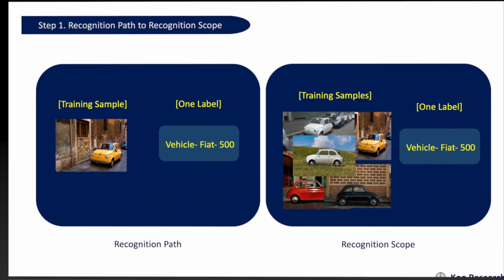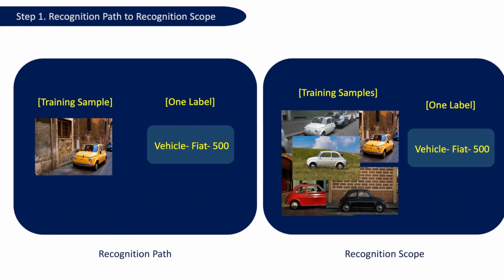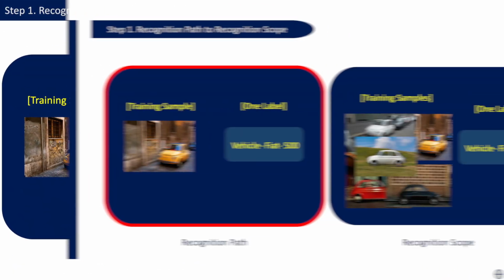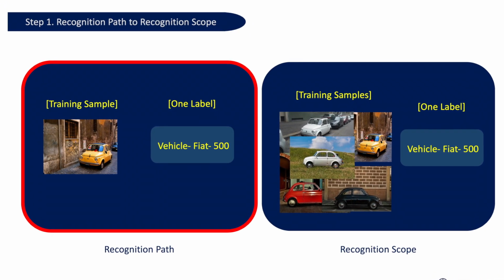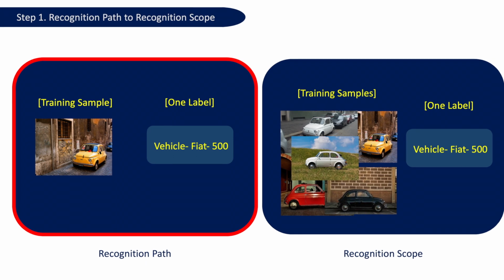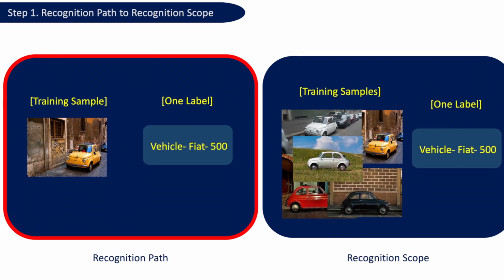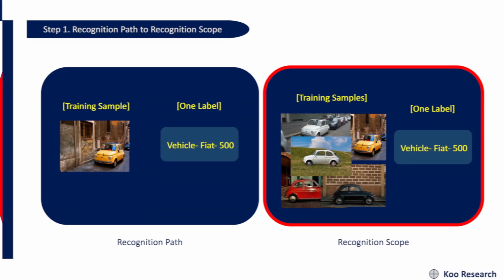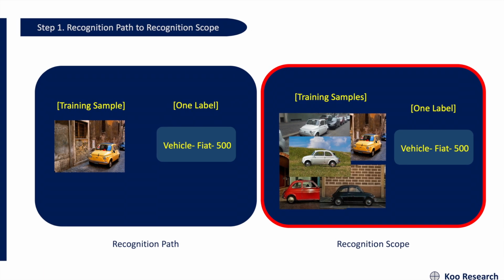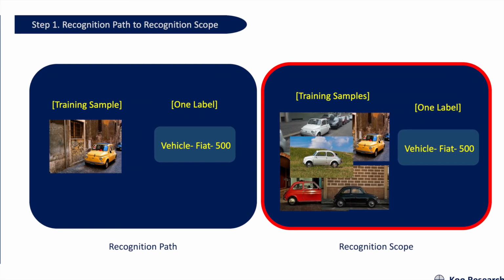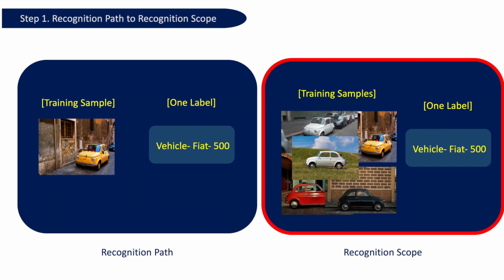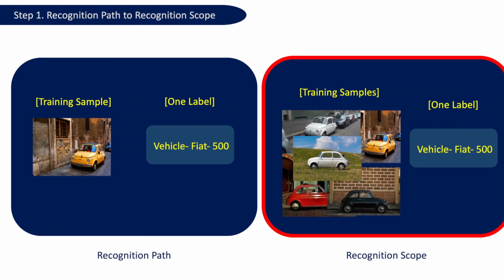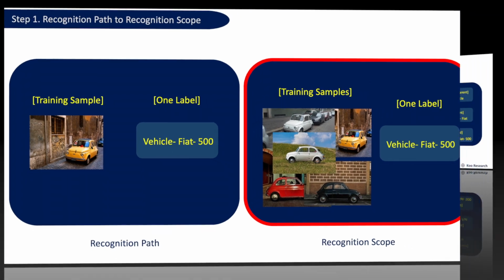Step 1. Recognition path to recognition scope. To specify the enhancement of initial intelligence, I consider a one-to-one mapping of one label to one sample as the fundamental recognition path. This figure illustrates how repetitively mapping similar samples to the same label reinforces a recognition path, expanding the recognition scope from one-to-one to n-to-one as more training samples accumulate over time.